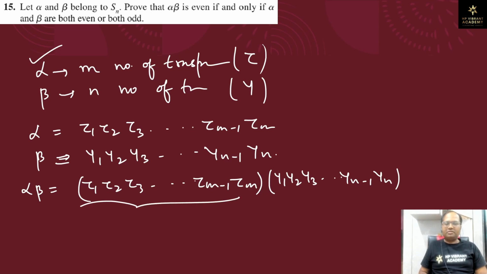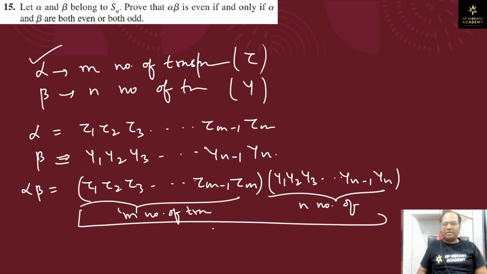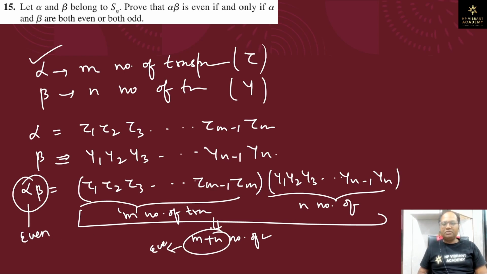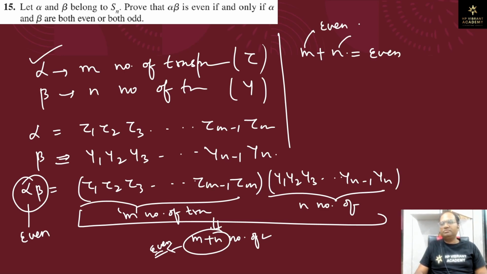Okay, so here we have m transpositions and here we have n transpositions. So in total we have m plus n transpositions. So alpha beta will be even if m plus n is even. Let us find the possibilities for m plus n to be even. Okay, so when will m plus n be even? Either m and n both even, or m and n both odd.